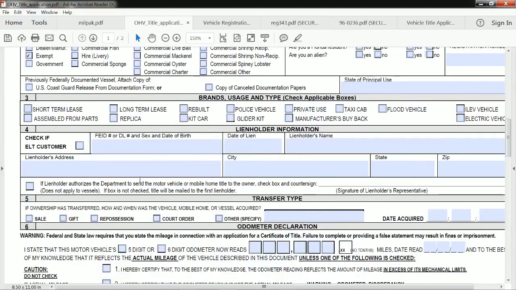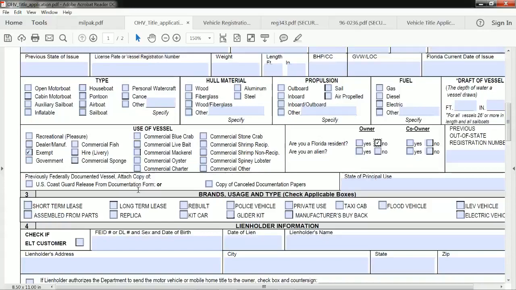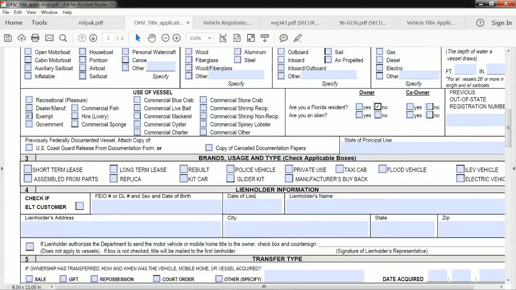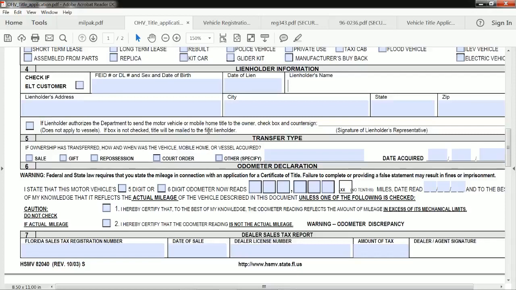You know, then you just read, and then you see here it comes once again, lien holder. So you can see the language that's being used across the board here. Lien holder information. Federal employer identification number. This would be your EIN number, date of lien holder's name. That would be the name of the trust, which that EIN number is attached to. Transfer type. If ownership has transferred, how and when was the vehicle, mobile home, or vessel acquired?